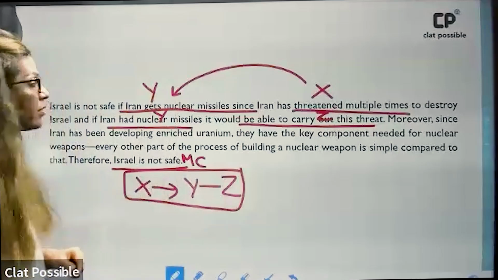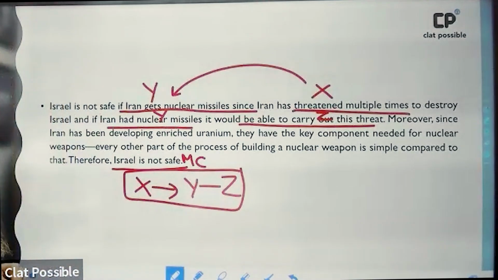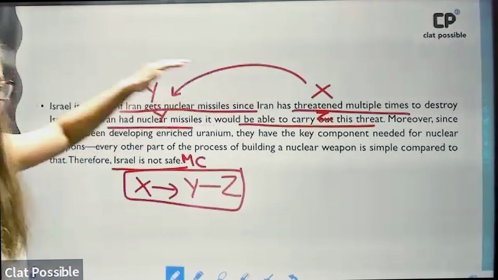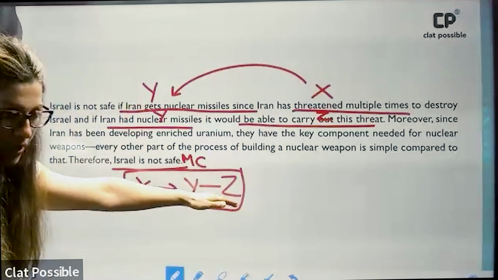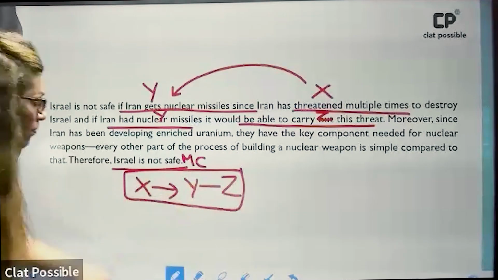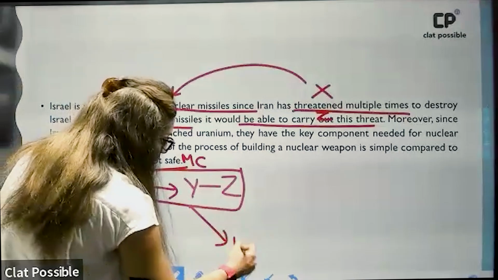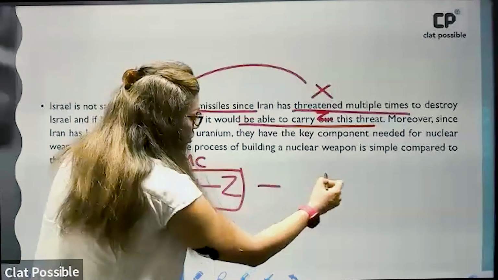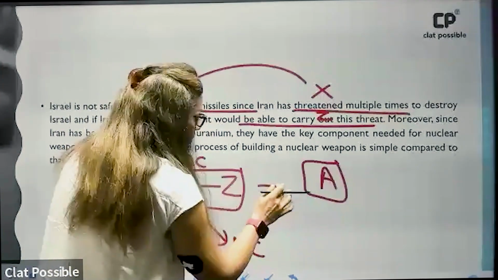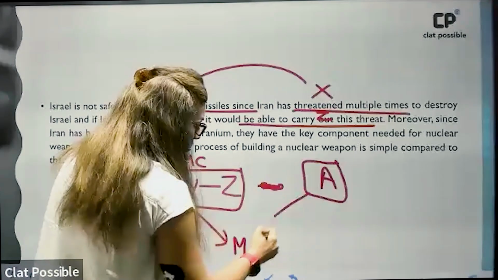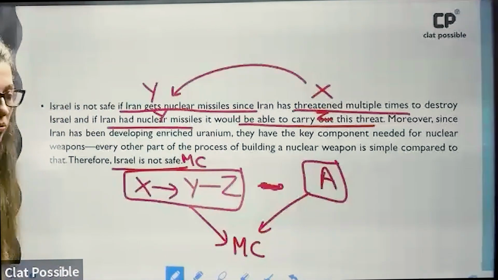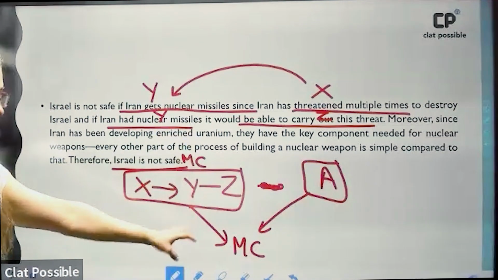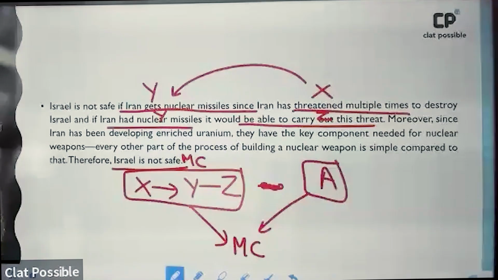This is the line of thought. Iran has threatened, if it gets the nuclear missiles, it will carry out the threat. One line of reasons. Therefore, Israel is not safe. Main conclusion. And one additional reason is also given as A. There is no connection. Anyone who gets nuclear or uranium is not going to make other countries feel safe. Have you got it?